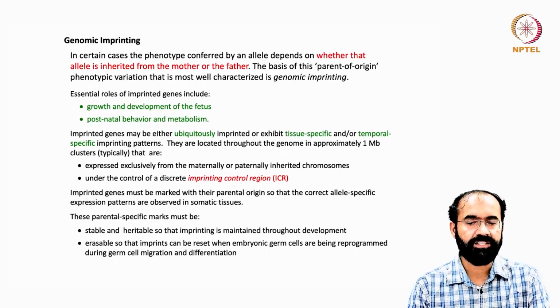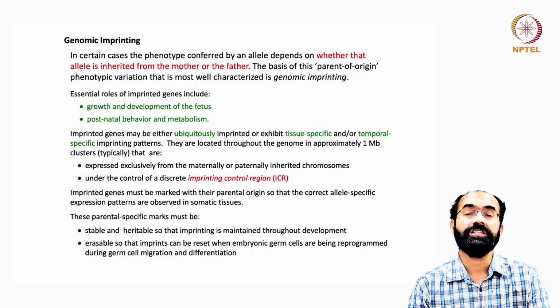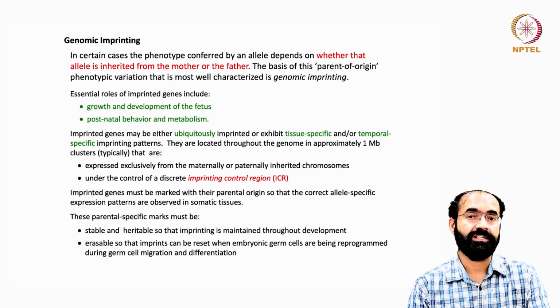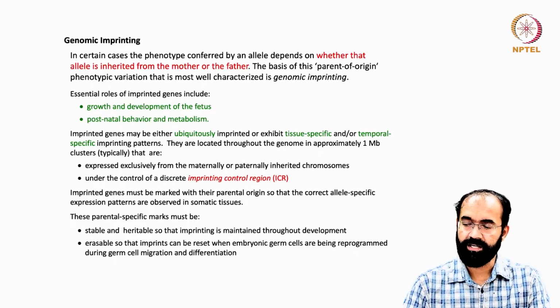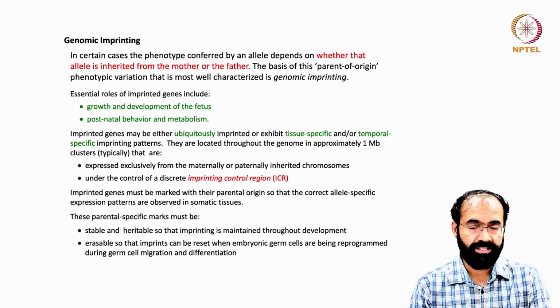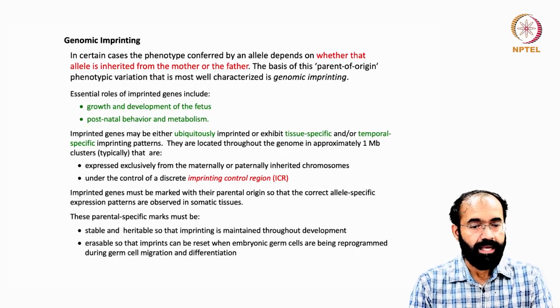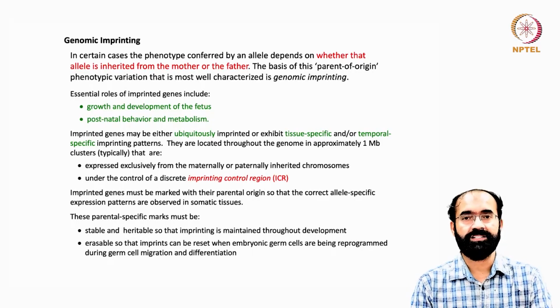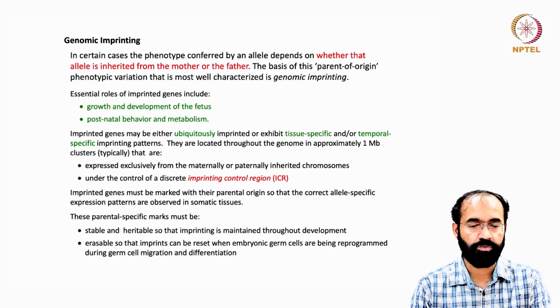The basis of this parent-of-origin phenotype variation that is best characterized is called genomic imprinting. Genomic imprinting means that the parental origin has a big importance and value in deciding whether a gene is allowed to express. Essential roles of imprinted genes: what are those so-called imprinted genes and what do they do? That is a question we should have.